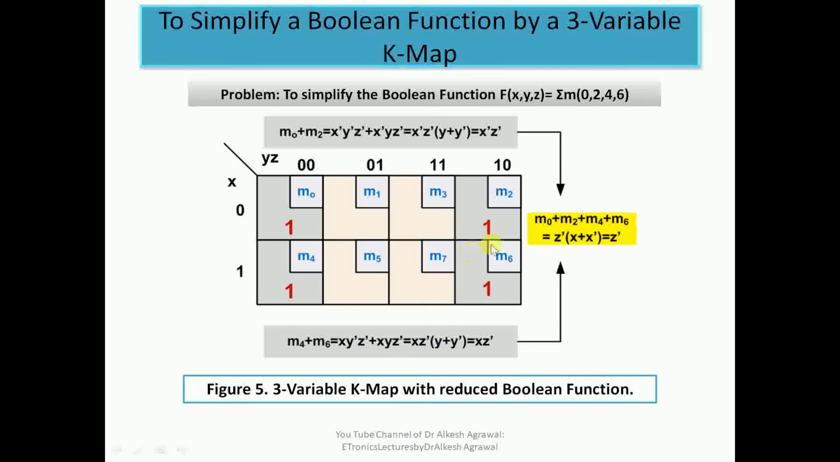So let us see another example where we have a Boolean function f(x,y,z) in terms of minterms 0, 2, 4, 6. So we plot minterm 0 by placing 1 in this cell because this cell represents minterm 0, and we place 1 in the cell for minterm m2, then we place 1 in the cell corresponding to minterm 4, and we place 1 in the cell corresponding to minterm 6.